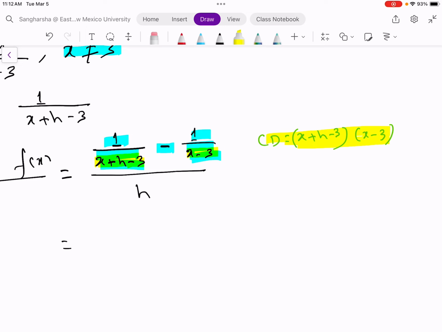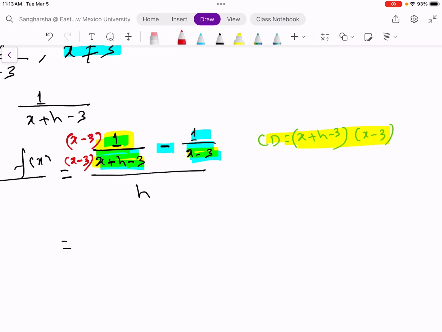So this expression has x plus h minus 3. We are trying to make x plus h minus 3 equal to x plus h minus 3 times x minus 3. So what do we have to do? What factor is missing? X minus 3 is missing, right? So we use that missing factor to multiply the numerator and denominator of this first expression. So you multiply in the numerator and denominator by x minus 3.